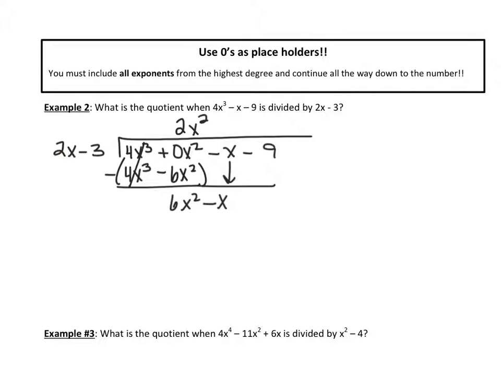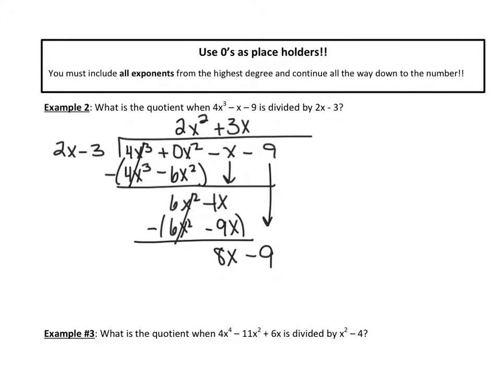How do I multiply 2x to get to 6x squared? You should be telling me a positive 3x. So now I multiply. 3x times 2x is 6x squared. 3x times negative 3 is negative 9x. And we subtract. These cancel. There's technically a negative 1 in front. So negative 1 minus negative 9 is 8. So this is 8x. And then we bring down the negative 9.